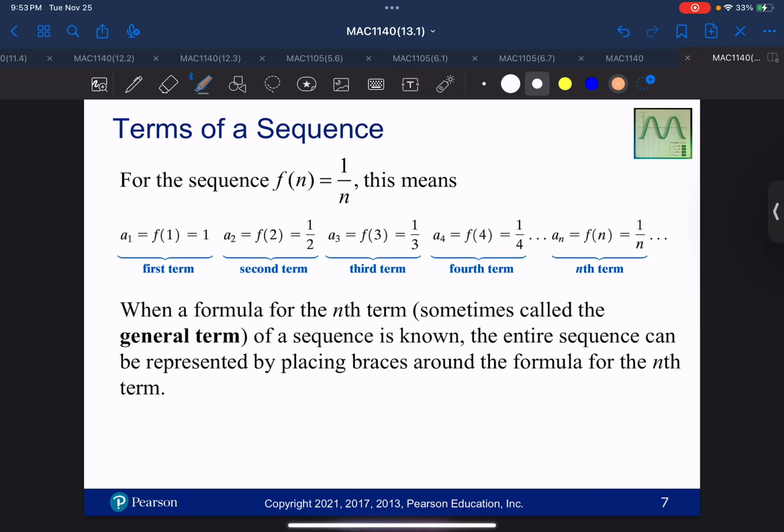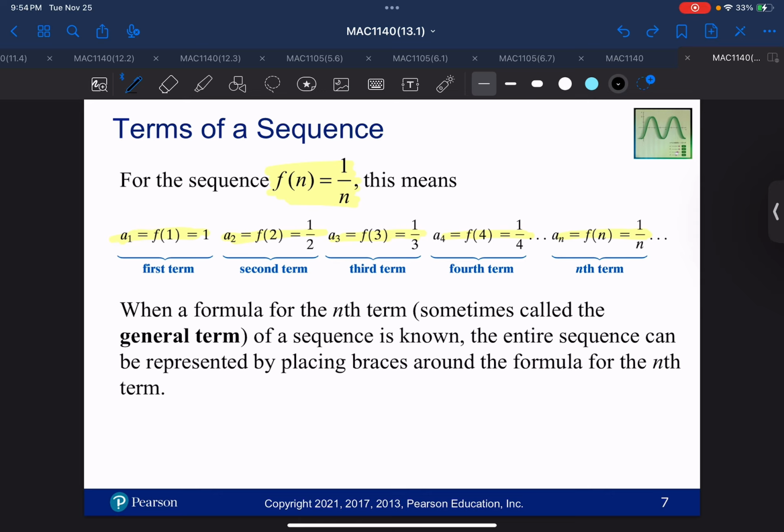Okay, so one example of a sequence is this sequence here. f of n is equal to 1 over n. So for the first term, we would just plug in 1 for n. That would be 1 divided by 1, which gives us just 1. Then the second term would be a sub 2, plugging in 2, so that's 1/2. And then 1/3, 1/4, up until n, which would give us 1 over n, the nth term. And there is that a sub n I was telling you about.